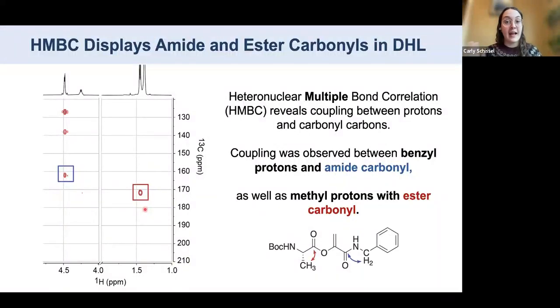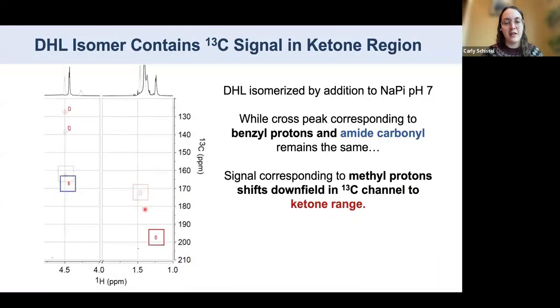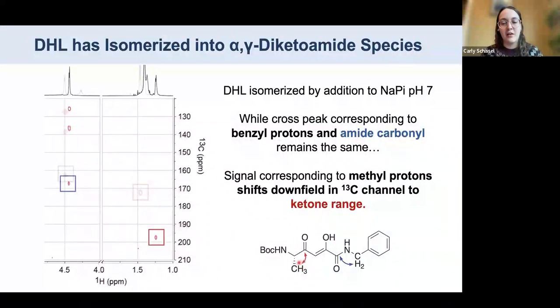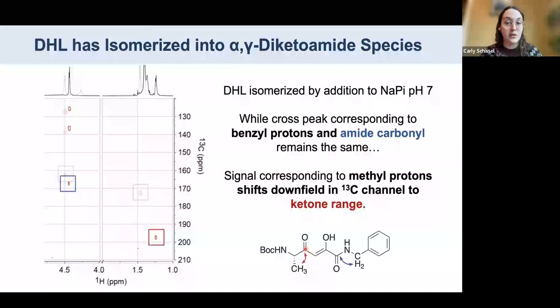Okay, however, when I add sodium phosphate buffer at pH 7, we can see that the blue signal's roughly the same, but the red signal has really shifted downfield in the carbon spectrum. And so now it's entering what would be considered the ketone range. I confirmed the structure by NMR and found that it had actually rearranged into this structure. And so now this red signal corresponds to these alanine protons coupling with a ketone carbonyl.